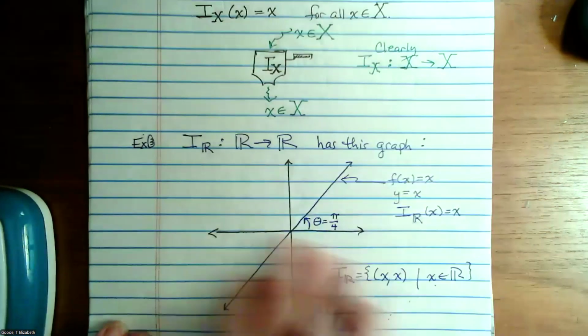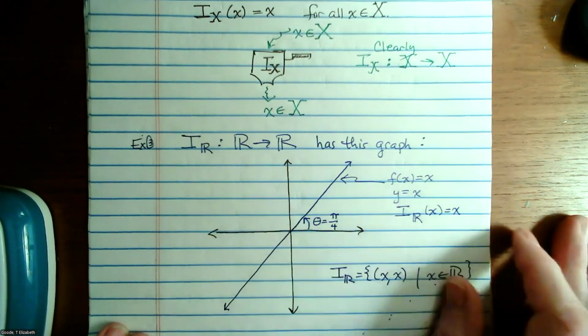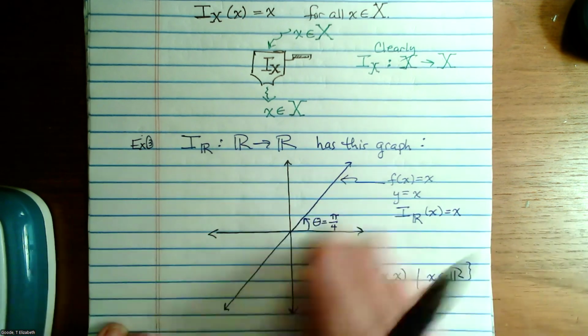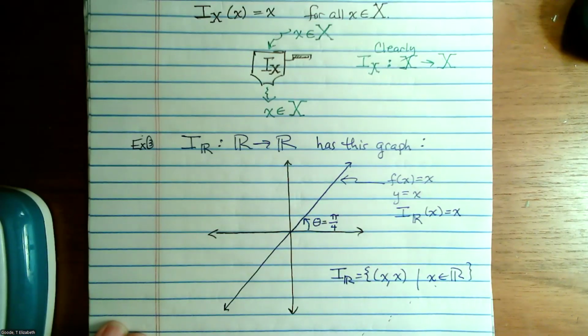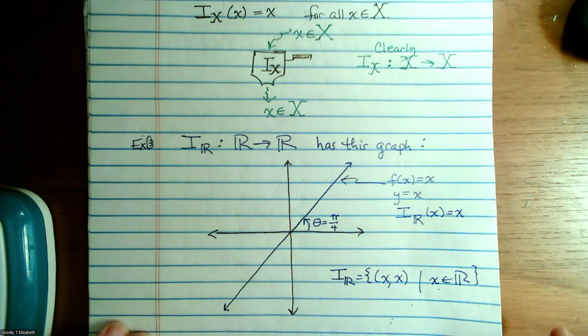Have you seen the identity function before, folks? There's a reason why we care about it. The reason is that there's a property of functions that have functional inverses that's related to the identity function. So we want to talk about the functional inverse. Not every function has a functional inverse.